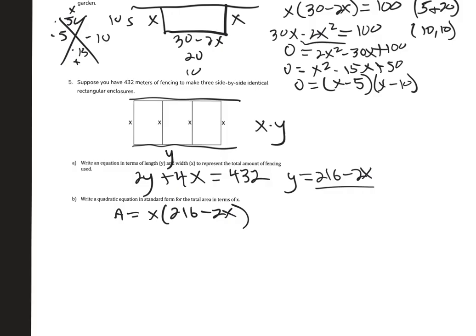And we want to get this into standard form, which means we have to expand everything and put it in order from highest degree to lowest degree term. So we get A is equal to 216x minus 2x squared, or A is equal to negative 2x squared plus 216x.